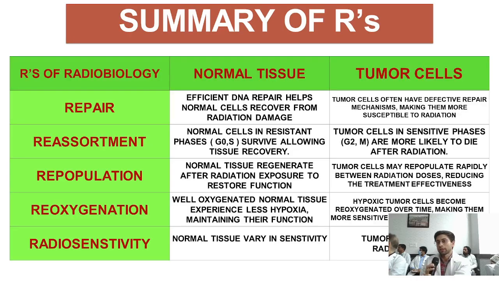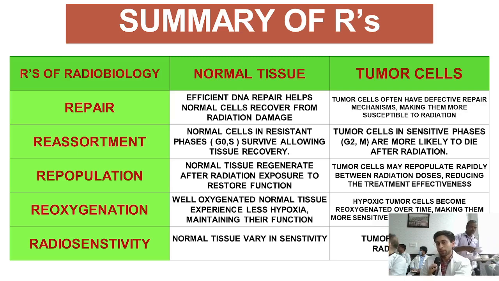If I talk about a summary of the R's and compare the normal tissue and tumor cells, the repair and repopulation are really in favor of normal tissue, because it helps the normal tissue to get repaired fast and easily. And if I talk about tumor cells, the redistribution, reoxygenation, and radiosensitivity actually help us to kill more tumor cells.